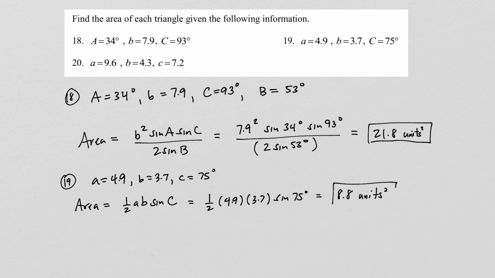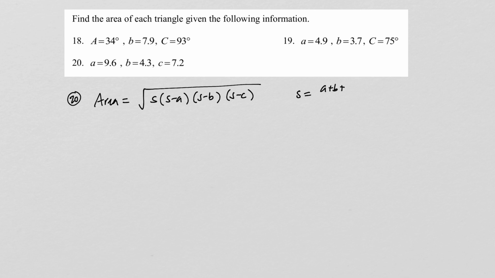square units. For problem 20, we have three sides of a triangle, and we want to know the area. For this, we are going to use Heron's formula, which tells us that the area is the square root of s times s minus a times s minus b times s minus c, where s is the semi-perimeter, which is a plus b plus c divided by 2. So the first thing you need to do in this is figure out what is that semi-perimeter. So if I add 9.6, 4.3, and 7.2 and divide those by 2, we get 10.55.